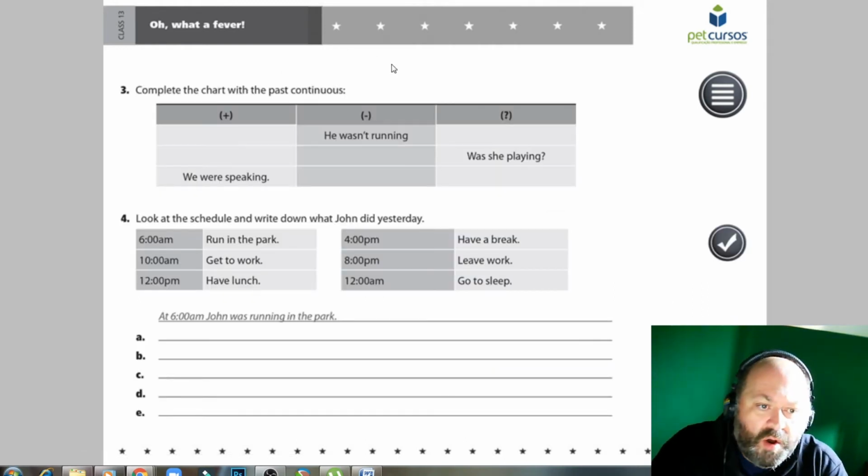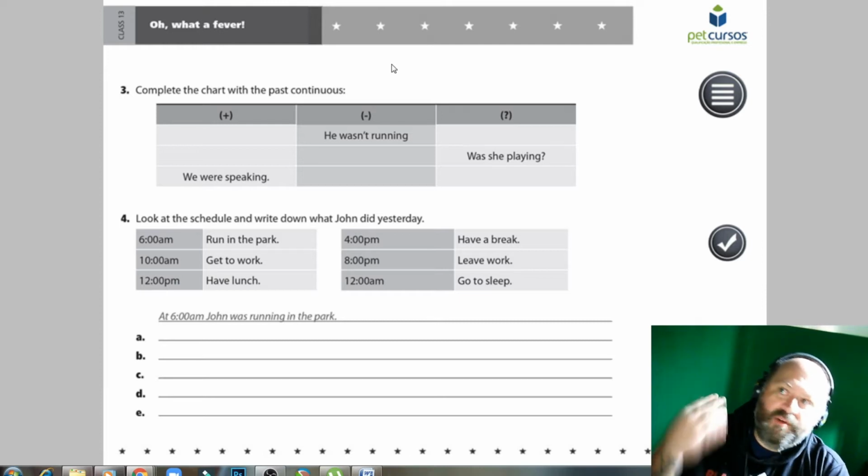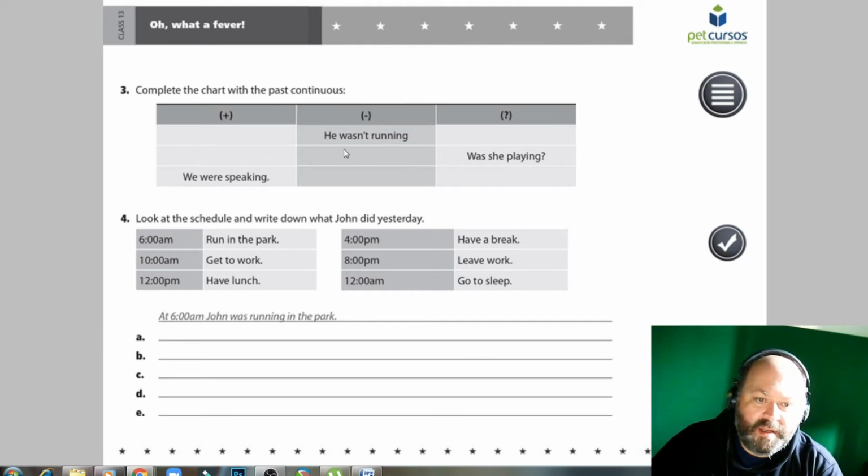Exercise 3. Complete the chart with the past continuous. Então a gente estudou o verbo to be no passado para poder fazer o past continuous, que é eu estava correndo, eu estava jogando, né, no passado aqui. Então você tem aqui, ó, the cues, né, as suas pistas aqui. We were speaking, he wasn't running, was she playing? Você vai fazer as outras formas, né, nas afirmativa, negativa e interrogativa do que está faltando. Vai completar aqui, ok?